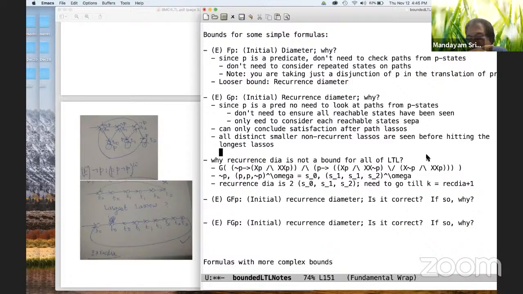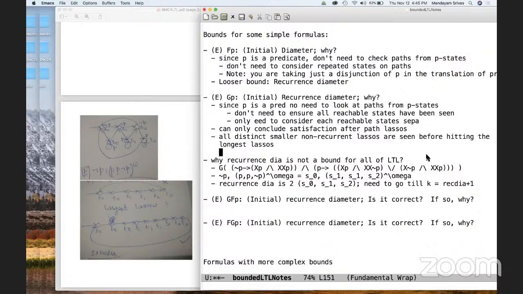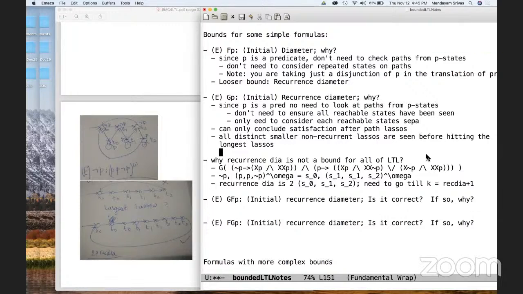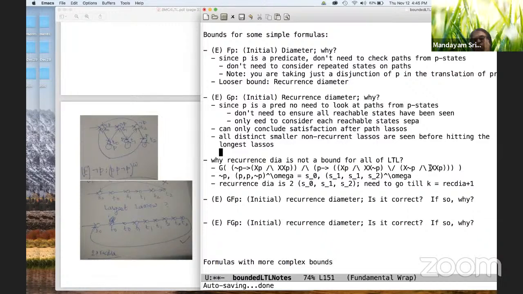What I'm saying is, there will be a path which will eventually lasso. There might be some other loops in the path which are not the lasso part, right? So we can remove those loops, and in the end we'll get a path that lassos without any loops, and its length will be at most the recurrence diameter. Yeah, that's true. That is the argument you give for G of P, I mean, for FP and GP.